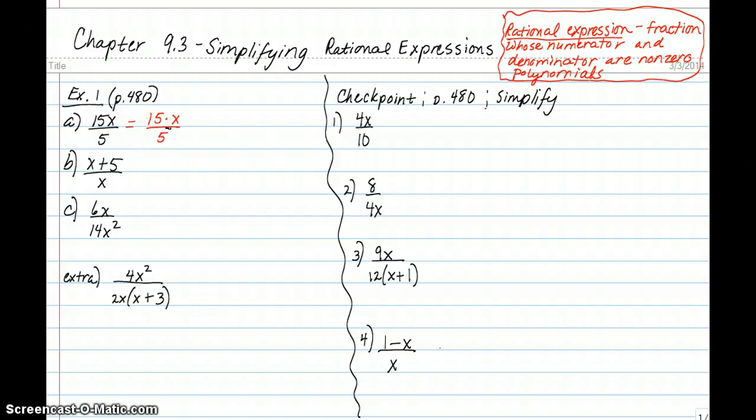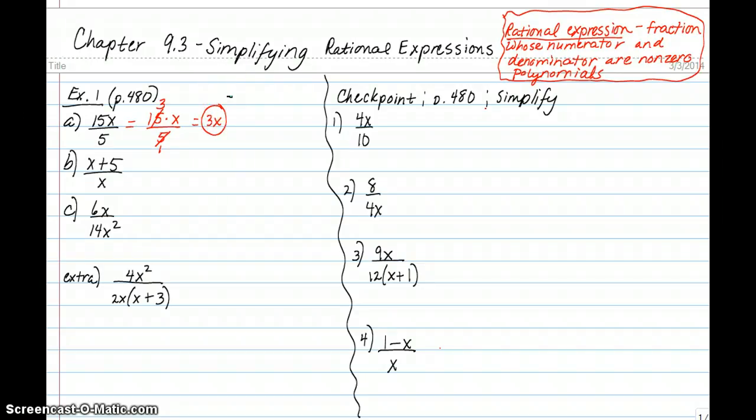You won't always have to do this. 15 and 5 have a common factor of 5, meaning 5 will divide into both of them. 5 divides into 15 3 times. 5 divides into 5 once. So it's 3 times x, which is 3x, over 1. You don't have to put it over 1. If you did, I wouldn't mark it wrong, but your answer will be 3x.